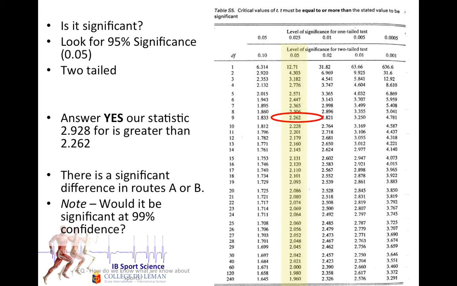So would it be significant at the 99% confidence interval? Well, let's have a look. So this is the column. 99% interval would be 0.01. So this is the 0.01 or the 99% confidence interval. Again, we can look down our table and find degrees of freedom 9, and it's 3.250. So is it greater than 3.250? No, it's not. So 2.928, our t-value, is not greater than 3.250 here on the table. So it's not significant at the 99% interval.